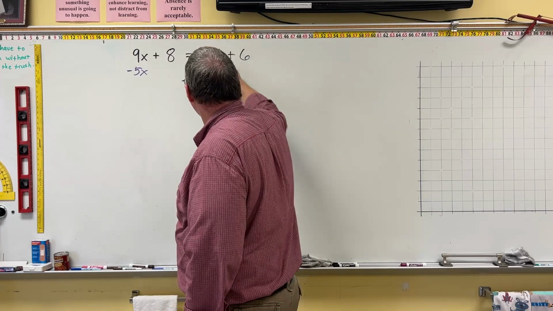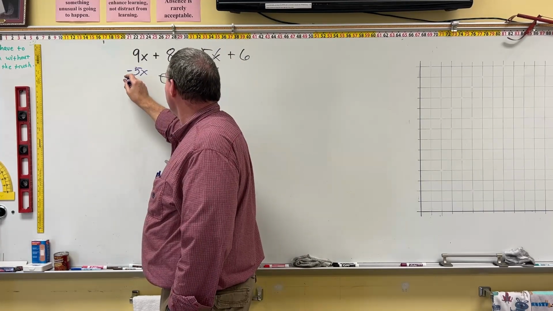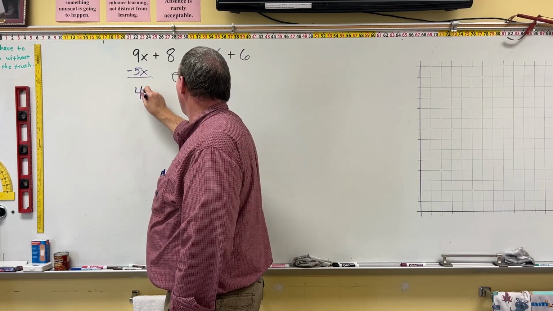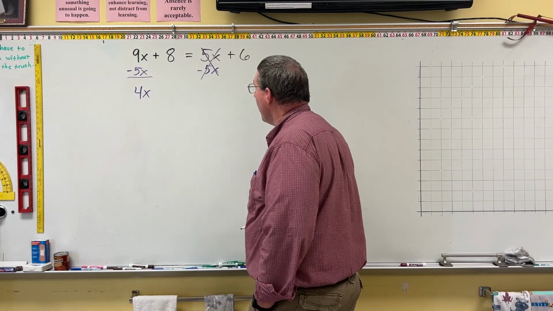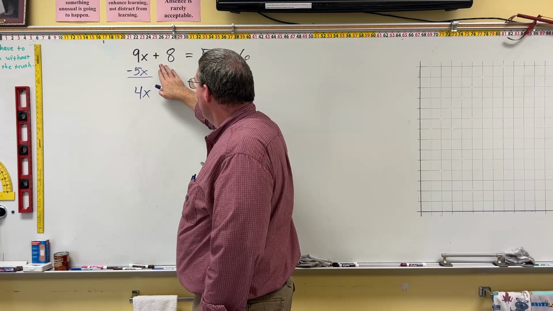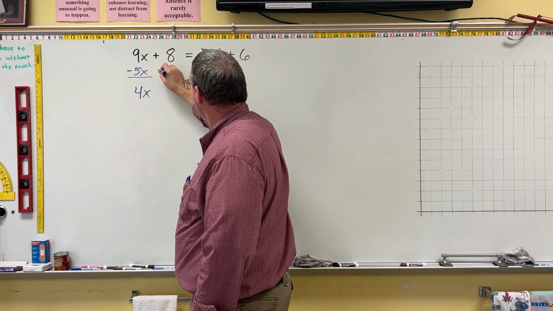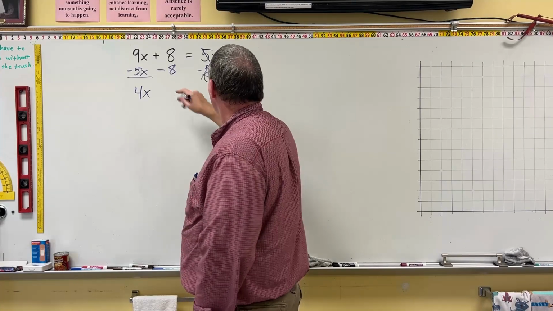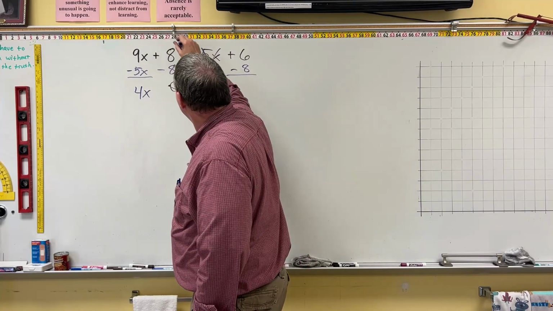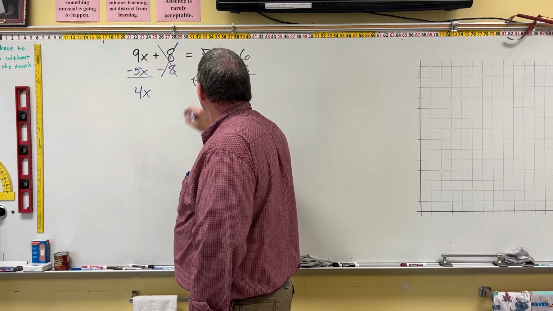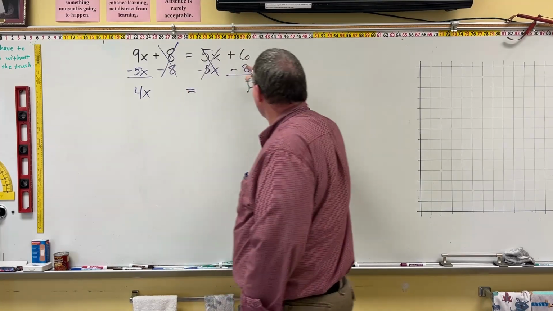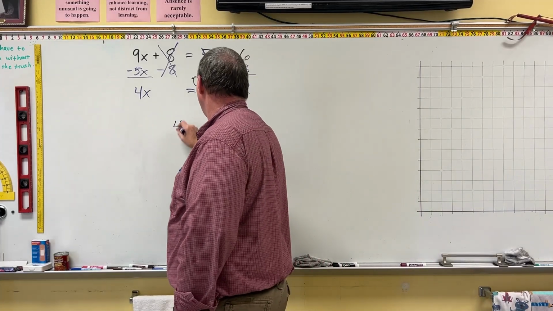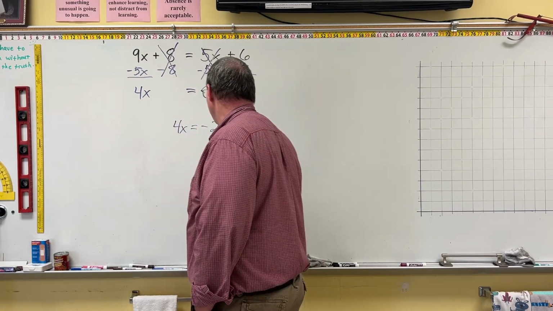On the right side, it's going to cancel the 5x, making it 0. And over here, 9x minus 5x is 4x. Then you may want to cancel this 8 because we want the x to be by itself. So we will minus 8 here and minus 8 here. Over here, it's going to cancel, bring down the equal sign, and 6 minus 8 is negative 2. And so now we have 4x is equal to negative 2.